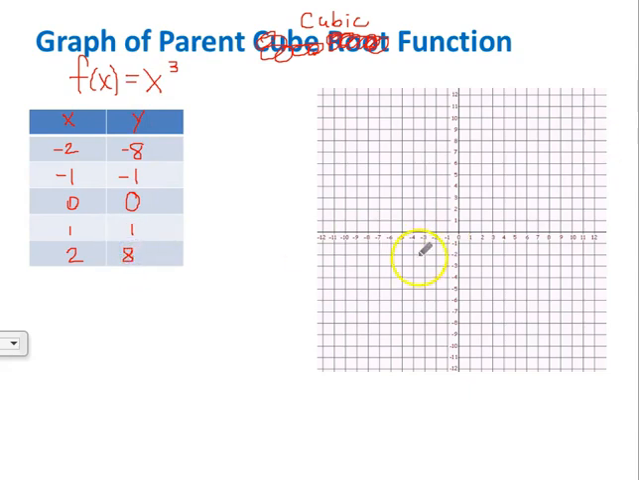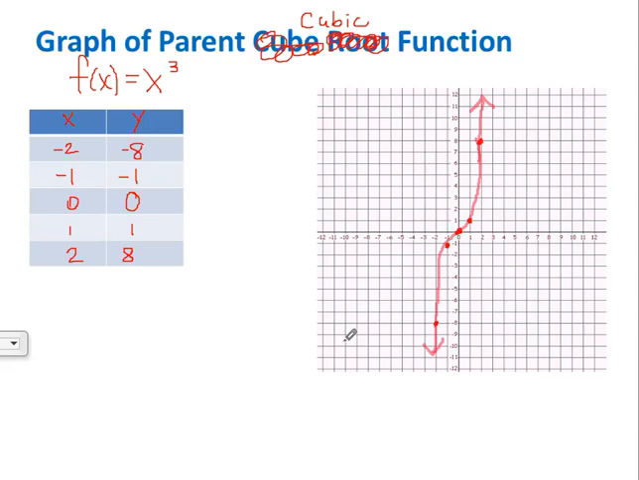So let's go ahead and plot these points. (0, 0), (-2, -8), (-1, -1), (0, 0), (1, 1), (2, 8). And when I graph those points, I get this shape. And this is what cubic functions look like.